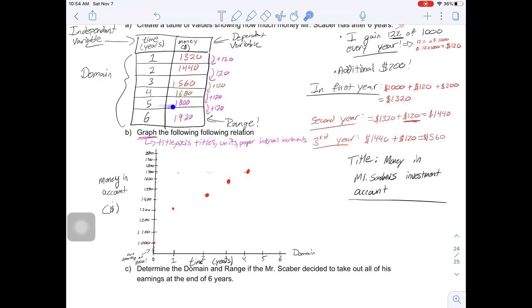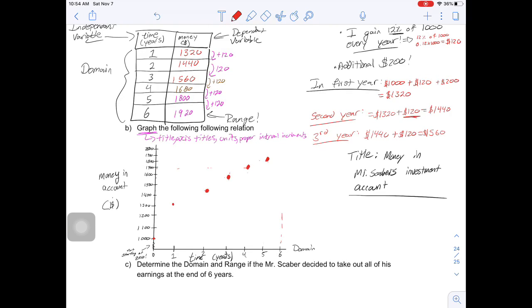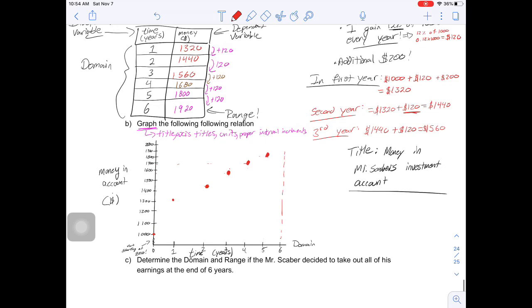Now we're at 5 years. 5 years I made 1,800, so that's going to be nice because it's right there. So that's going to be right here. And hopefully you can see that this is in fact a linear trend because we are going in a straight line. Let's finish this off at 1,920. So that's more roughly right here.